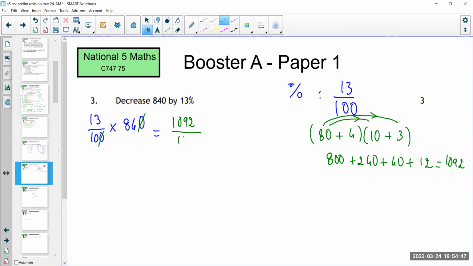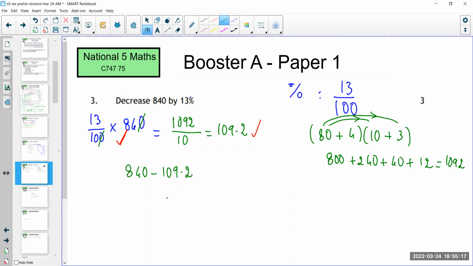divided by 10. And that is 109.2. That would give you your mark. And writing this 13%, that'd be another mark. And now to find, if you decrease, you go down, your final answer is 840 minus 109.2.